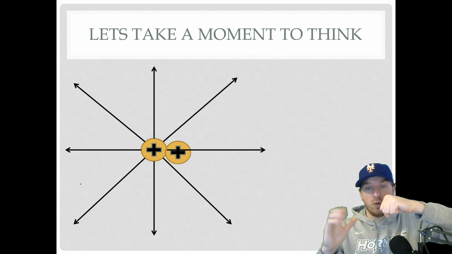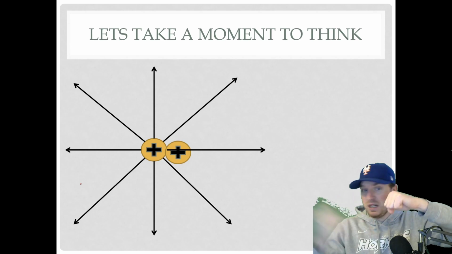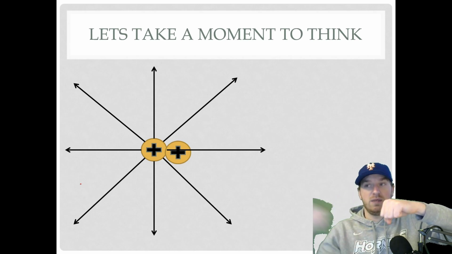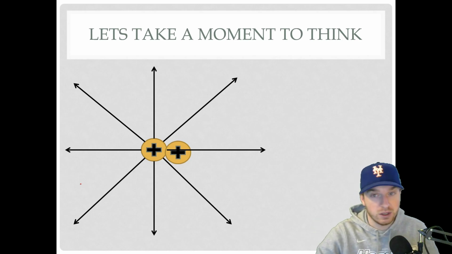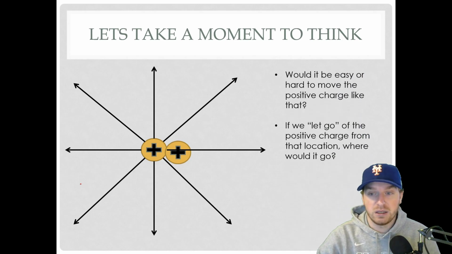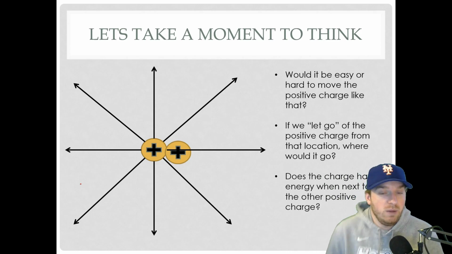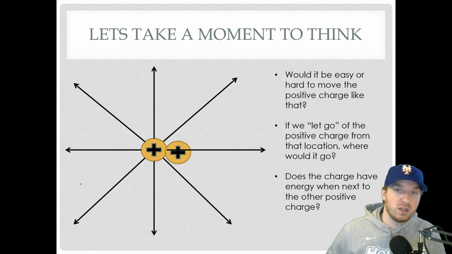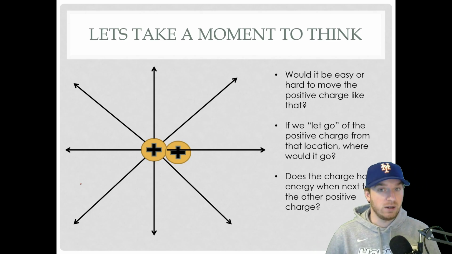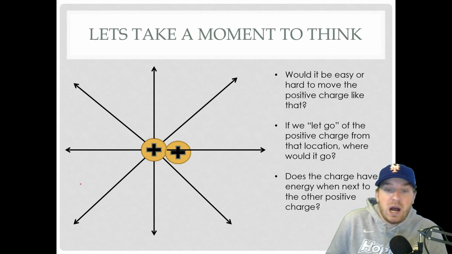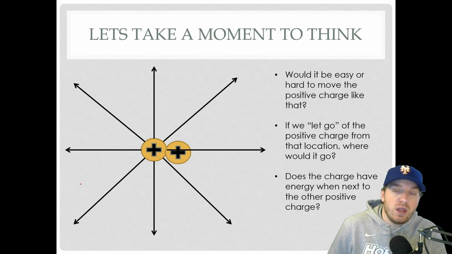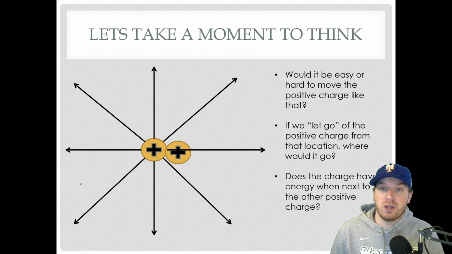and I release that one positive particle, well, what is it going to do? It's going to zip away. And so that zipping away is actually potential energy. And that is kind of the question that we've talked about here, that it wouldn't be easy to move one positive particle next to another, and if I let it go, it would zip away. And so that positive particle, as it's next to another positive particle, has potential energy.